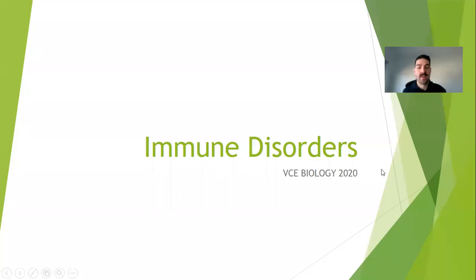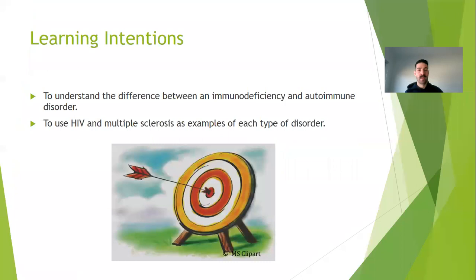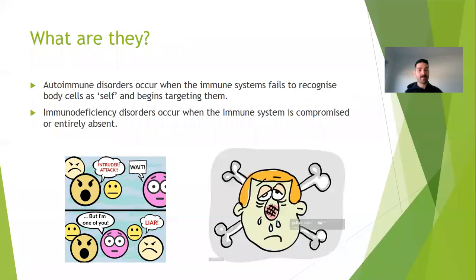Hey guys, so this video is going to cover a couple of immune disorders, and ones that we're going to specifically use or refer to in our exam as well. So our learning intention is to understand the difference between an immunodeficiency and an autoimmune disorder. And we're going to use HIV and multiple sclerosis as examples of each type of disorder. That's actually listed in the study design that they're the ones we need to refer to as well. So expect some questions on either of these two disorders in your exam.